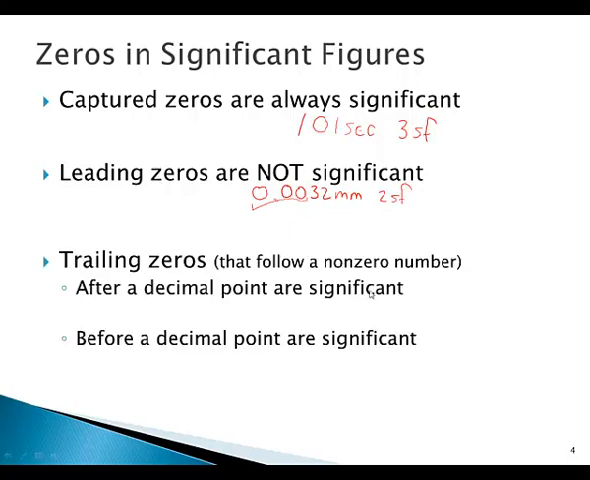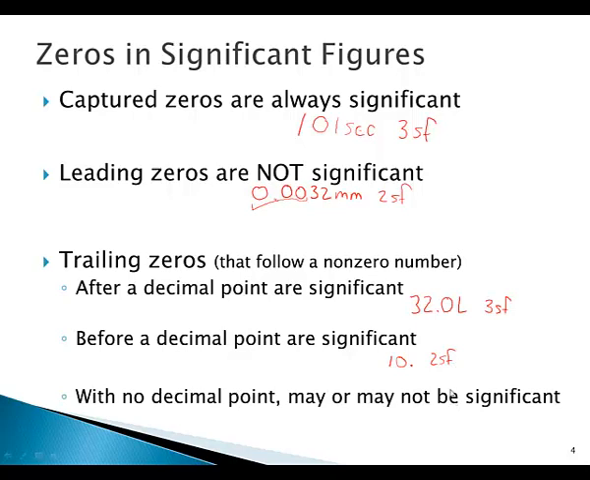Now if we have trailing zeros, it's a little different. If we have a zero after a non-zero number, like 32.0 liters, that zero is after a non-zero number and after a decimal point. It is significant. So this measurement has 3 sig figs in it. If we have, for example, 10., where this zero is after a non-zero number and before a decimal point, and the decimal point is shown, that zero is significant. So this is 2 sig figs.